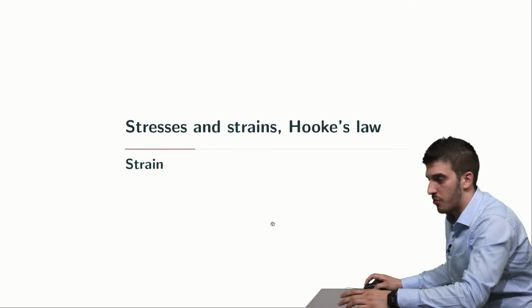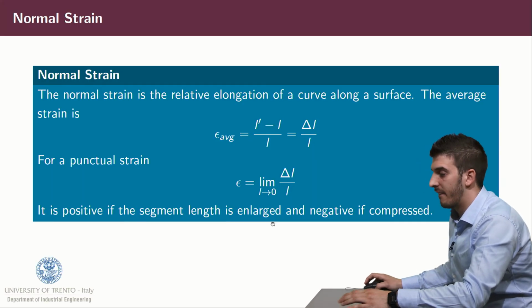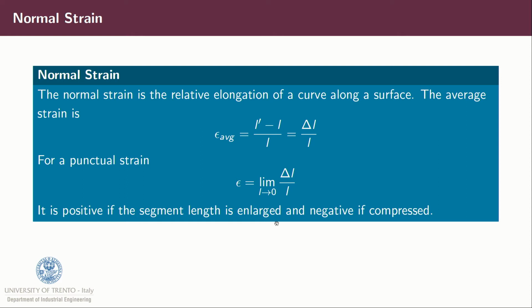Now let's talk about strains. We can define the normal strain as the relative elongation of a curve along a surface. So the average strain, epsilon average, is equal to L prime minus L over L, so it's delta L over L. And for the punctual definition of the strain, we have that epsilon is the limit with L going to 0 of delta L over L. The strain will be positive if the segment is enlarged, and it will be negative if it is compressed.